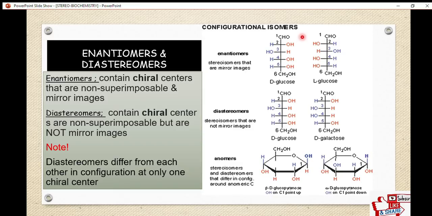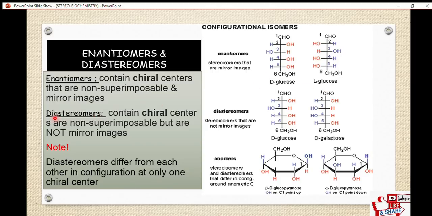For instance, when we draw a straight line here, we can see that OH here is here, we have OH here too, we have hydrogen here, we have OH here, the same thing, we have OH here. Okay, so this is a mirror image of this one, and when you place this on this, the OH here is going to be here, and it's not superimposable. That means it's not going to fit. All right, so that's an enantiomer. That's an enantiomer for you.